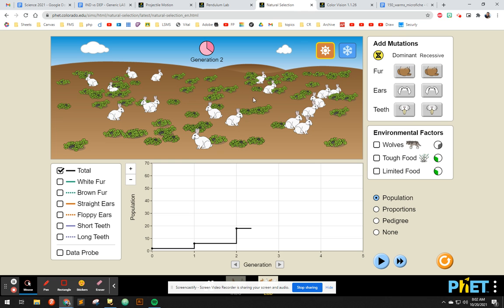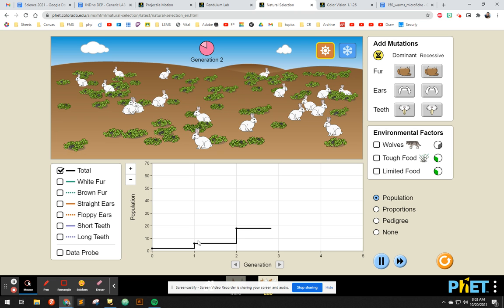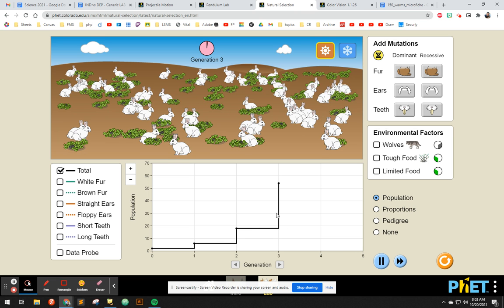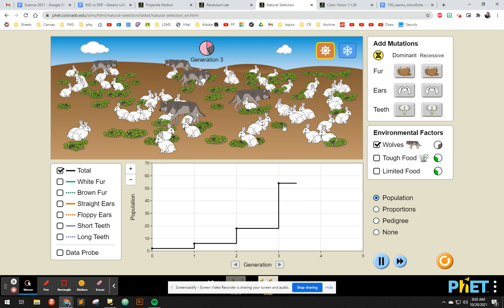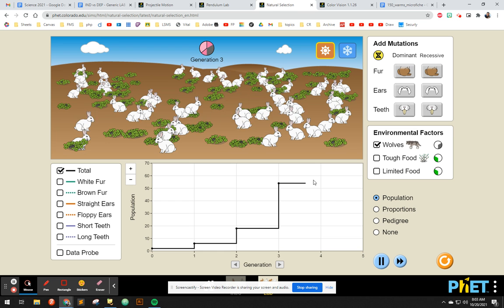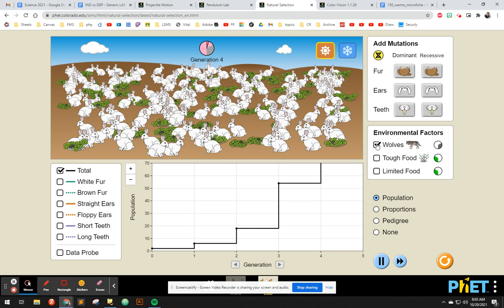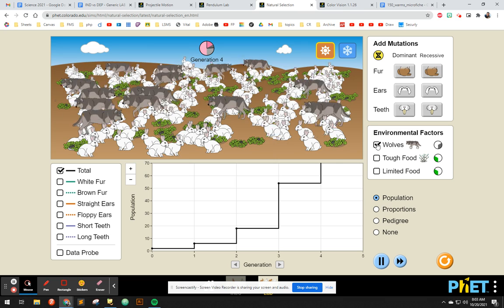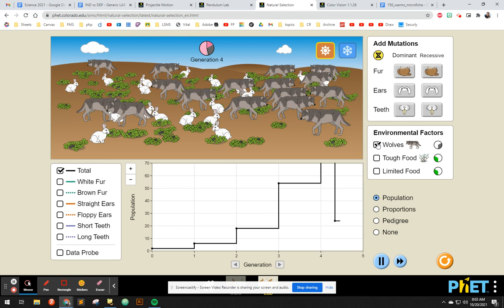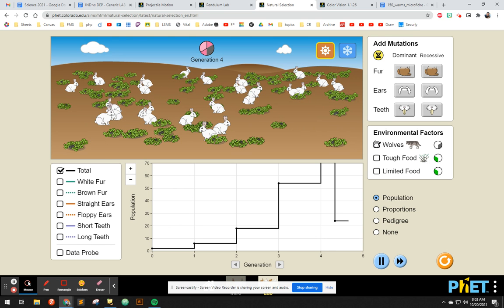And then my thoughts on this: it's a cool sim. The population is increasing probably exponentially over time. And then you turn on wolves, and now the wolves start eating some of the rabbits, so the population is going to be more under control. But there's no way to adjust this wolves thing. All you can do is turn it on, turn it off.